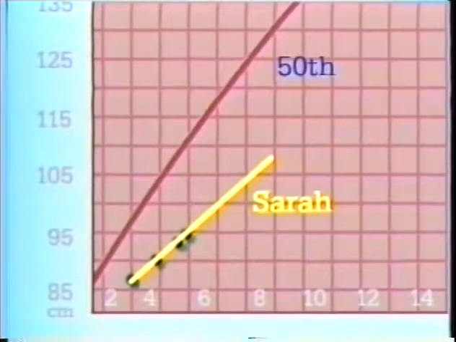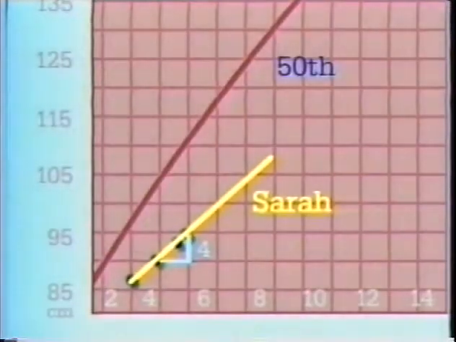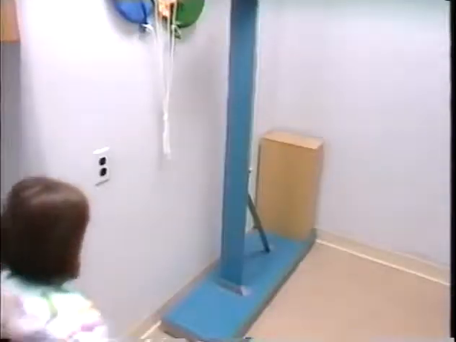Later in this unit, we'll learn a way to precisely measure this steepness. For now, we can say that the steepness of Sarah's line is 4. She's growing about 4 centimeters a year. But the steepness of the median for all children is about 6 centimeters a year. Sarah is falling further and further away from the normal range, and that's troubling.